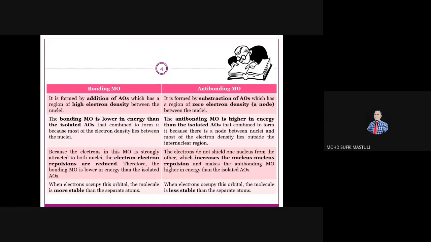Okay, so this one is the description or explanation regarding the bonding and also anti-bonding. If you analyze the diagram just now, the bonding molecular orbital is the addition of atomic orbitals, in which the region in the middle overlapping consists of high electron density between the nuclei.